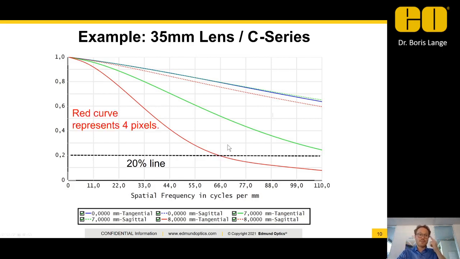But keep in mind that red curve is really just representing 4 pixels, right? 4 pixels in the corners of your sensor. And if you don't need that, if you don't need the ultimate performance all the way up to the very corner, and if you can maybe already use only an image circle diameter of 7 mm, then this lens might actually be a good choice for you.